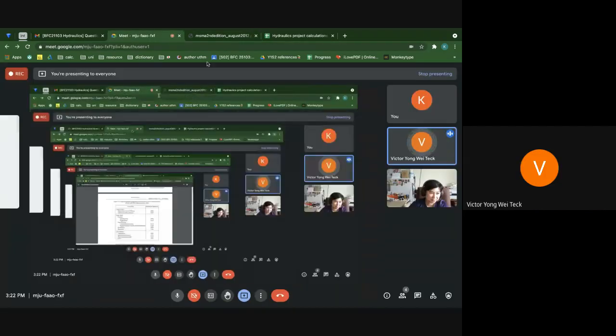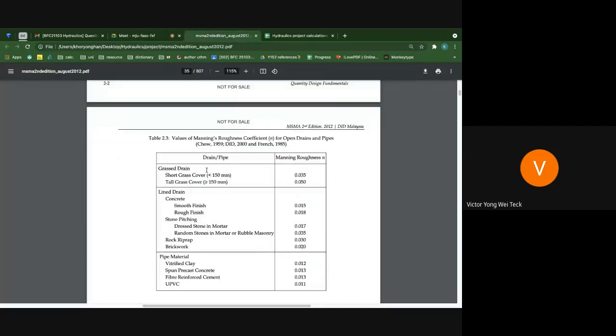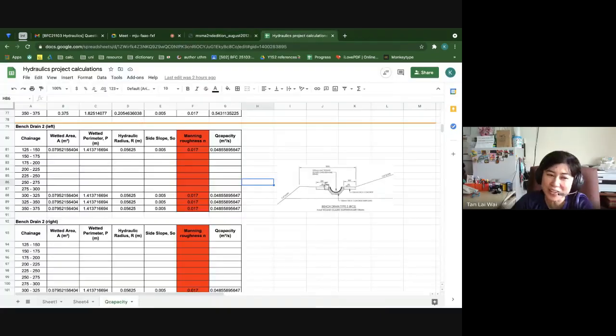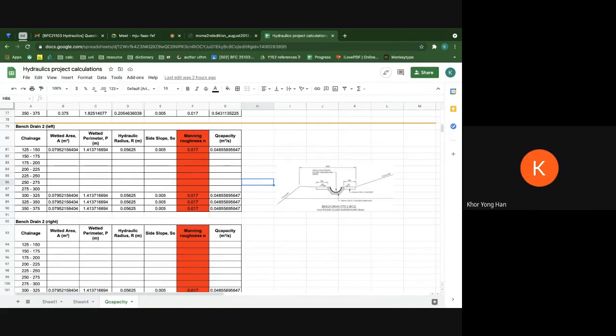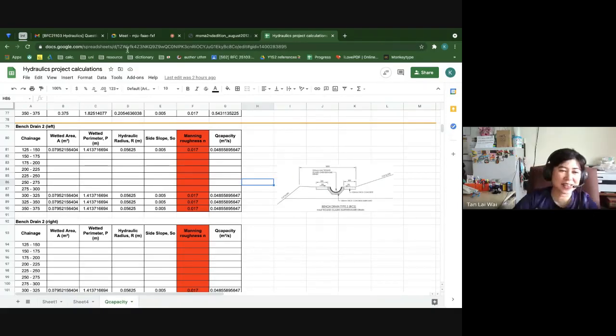Doctor, one more question is the same as the bench drain. The given value is for radius or diameter? Which one can you show me? This one. Okay, can you increase it? I'll show a clearer image.